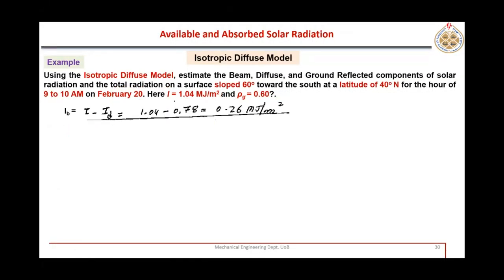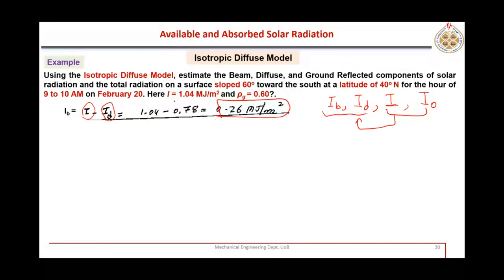Now using this, we can find out beam radiation: total minus diffuse. That is the beam part. So now we have IB and ID calculated. I is already given, and we used I naught, I and I naught to find out these. But all of these are for horizontal because this is given for horizontal, this is calculated for a horizontal surface.